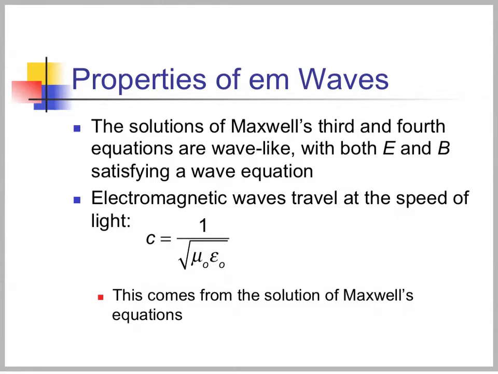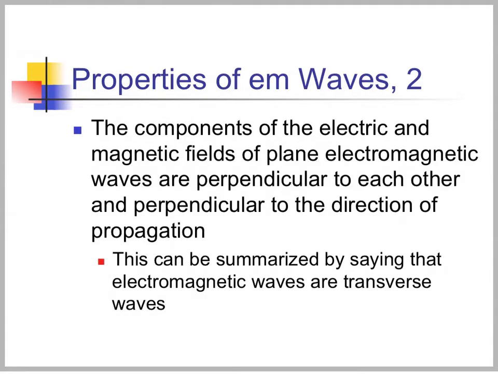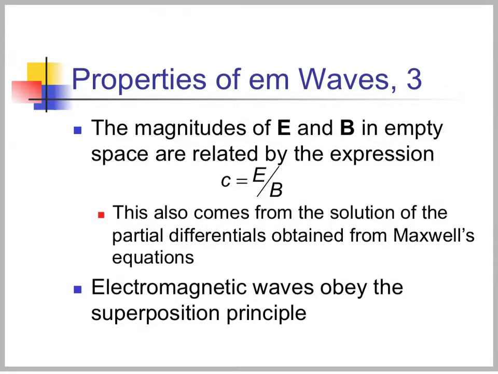The components of the electric and magnetic fields of plane electromagnetic waves are perpendicular to each other and perpendicular to the direction of propagation. That can be summarized by saying that electromagnetic waves are transverse waves. The magnitudes of the electric and magnetic fields in empty space are related by the expression c = E/B. And this also comes from the solution of the partial differential equations obtained from Maxwell's equations. Electromagnetic waves also obey the superposition principle.